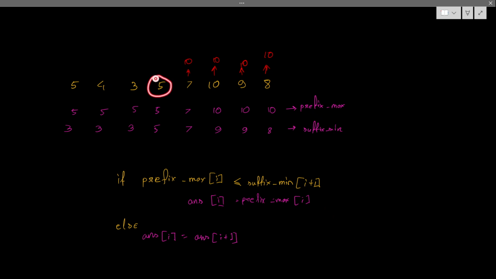5 again, 5 is where I am here. My prefix max is 5, so I cannot go this side. This is one of the possibilities. This equals to, so I cannot go here. Even though I cannot go left side as well, because on the left side there are no smaller places.